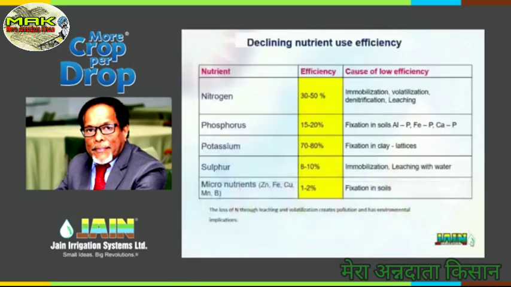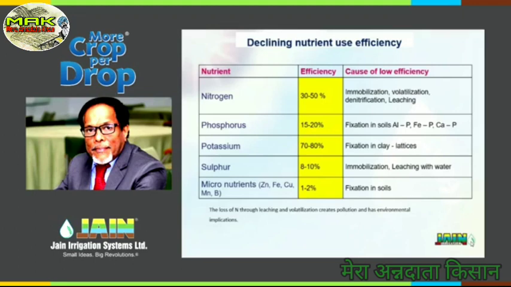Now we look at these efficiencies I'm talking about, nutrient efficiencies. Nitrogen has only 30 to 40% efficiency. Where are the other amounts which we are applying? They get immobilized in the soil, or part of them will get volatilized. They escape into the air. Denitrification takes place and leaching takes place. All these remove that nitrogen from the root vicinity, so plants can't take it.